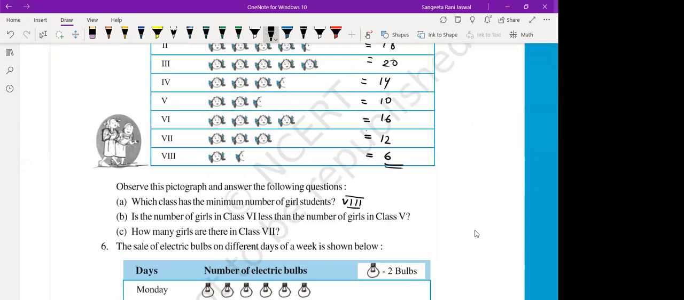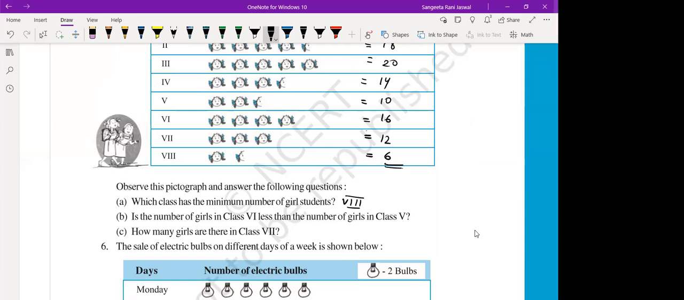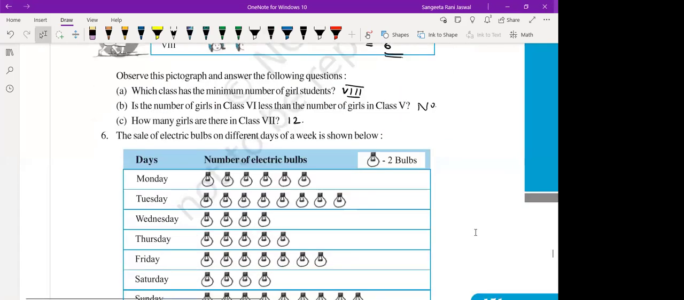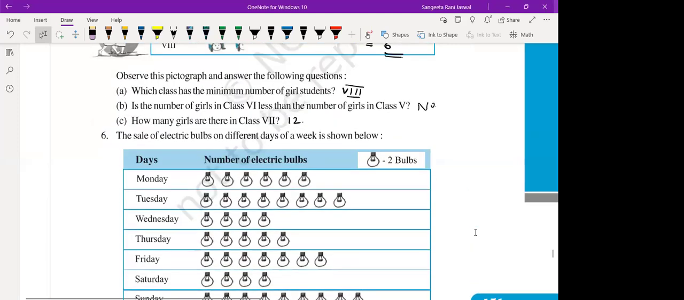Is the number of girls in class 6 less than the number of girls in class 5? No, ma'am. No. How many girls are there in class 7? Ma'am, 12. Okay. So that's done. Okay. So let's see this one.